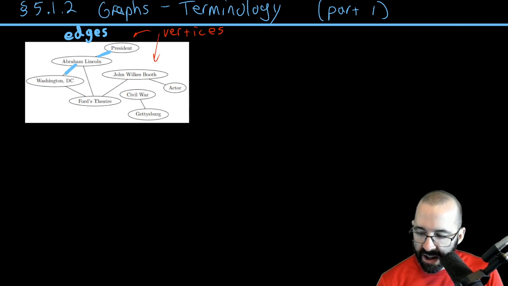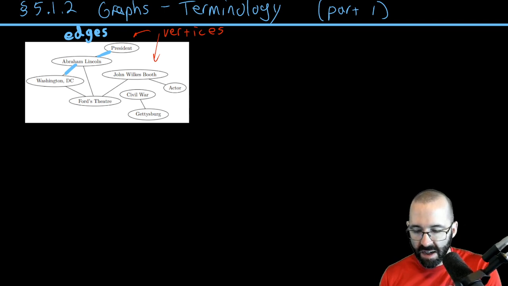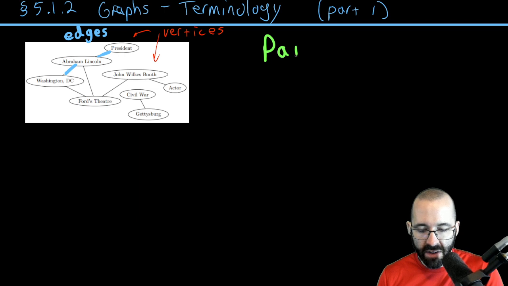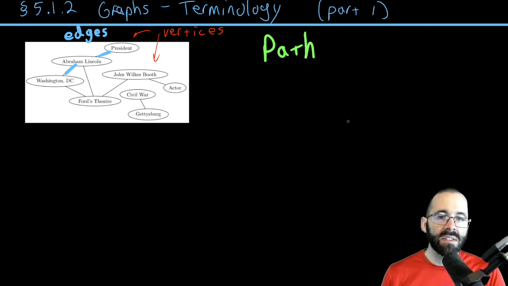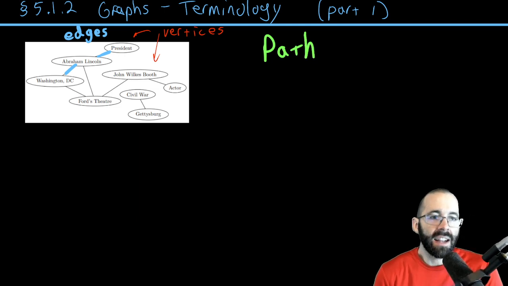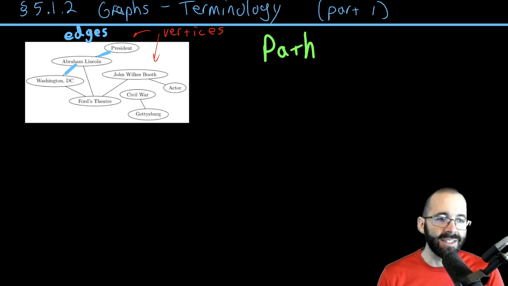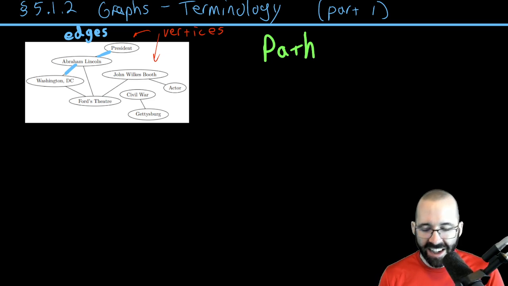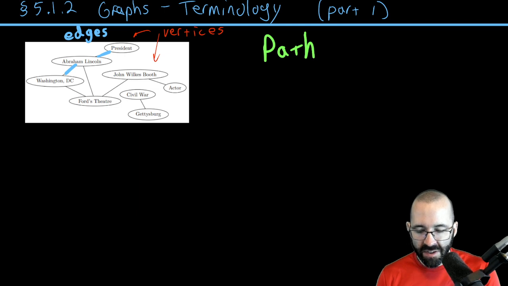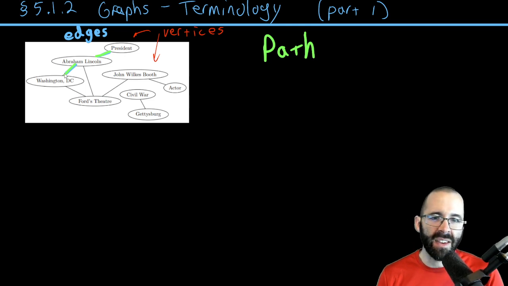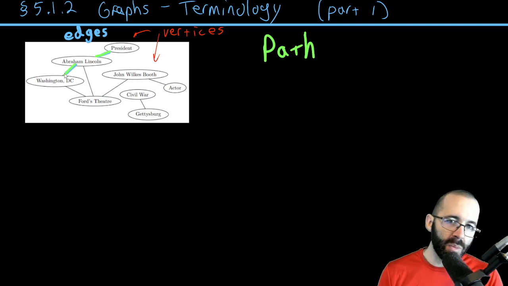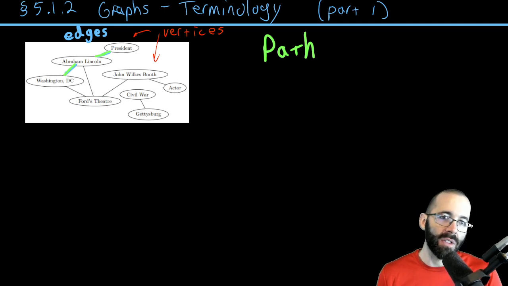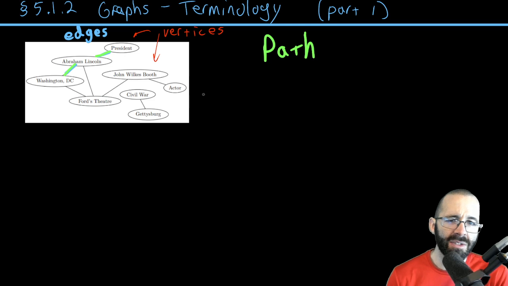That's what this looks like. And then we can introduce some new terms. So let's say we introduce the term path. A path is just a collection of edges that connects vertices. So for example, we have a path from president to Washington, D.C. These topics are maybe not directly related, although maybe they are. But you can get to Washington, D.C. from president along this path by going through Abraham Lincoln, according to this graph.